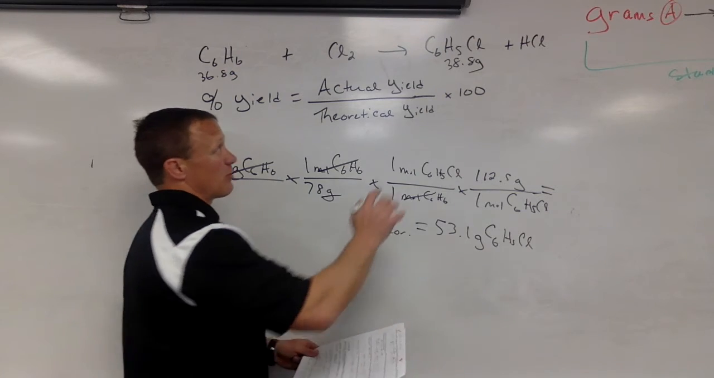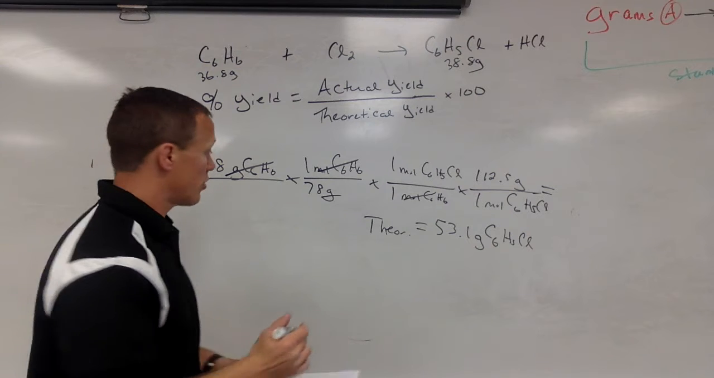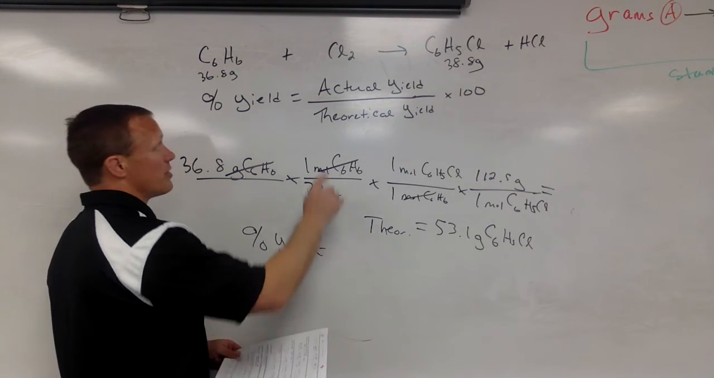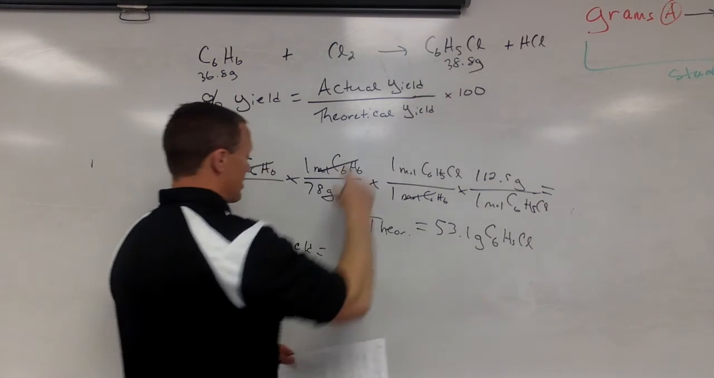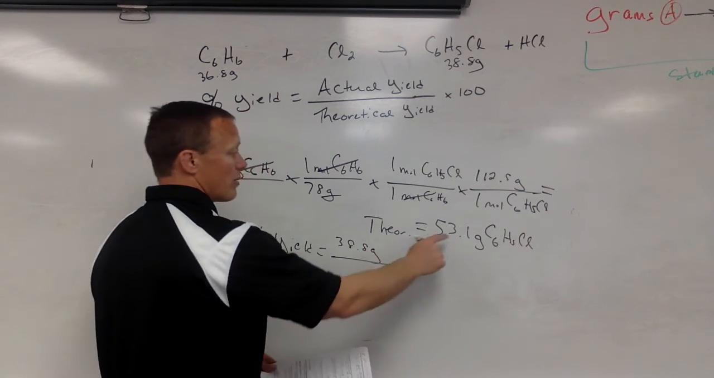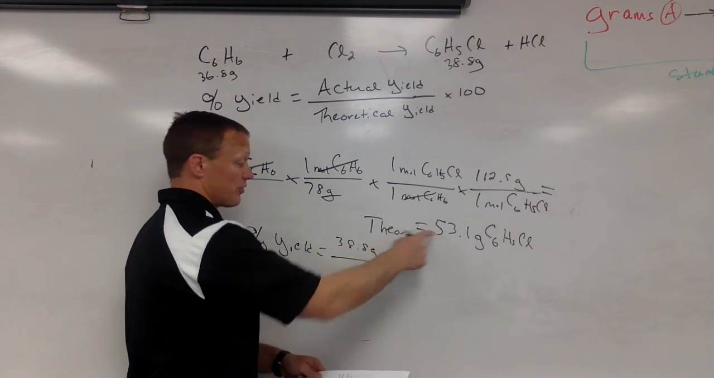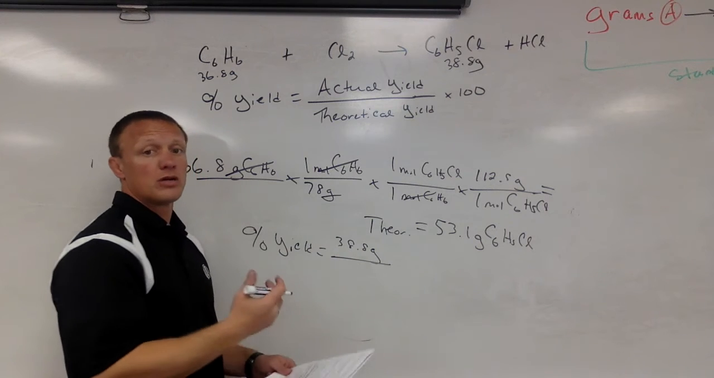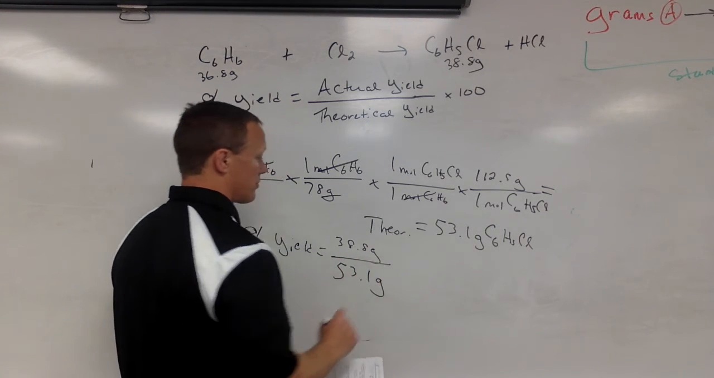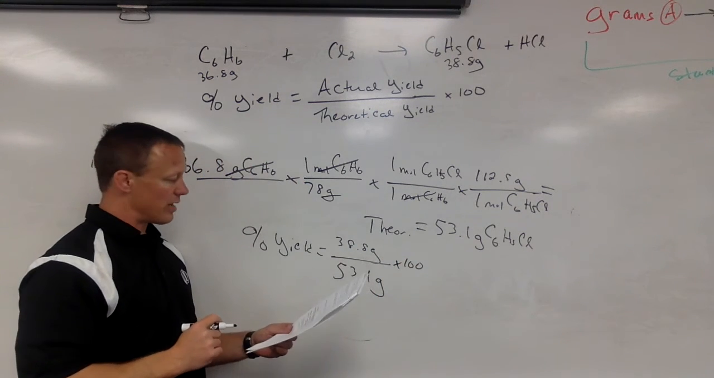Well, what we actually got was only that much. So we got less than 100% yield. So our percent yield is going to be what we actually got from the lab, 38.8 grams, divided by what we should have gotten from stoichiometry. This is how much product we should have gotten. But somewhere along the way we must have lost some, made a mistake in the lab, did something wrong. And then make sure you multiply that times 100 to get it into a percent.